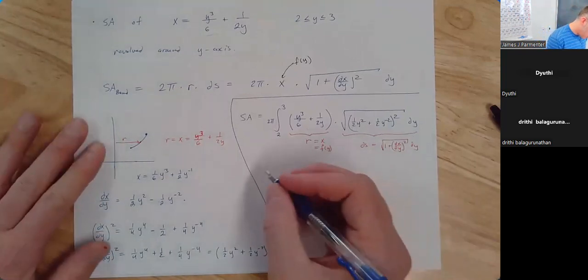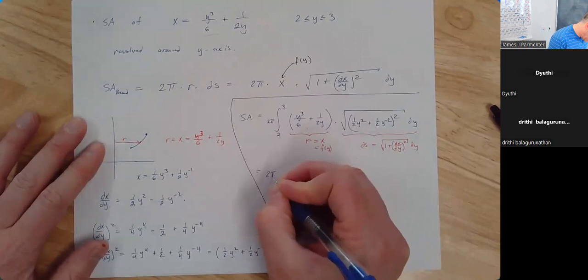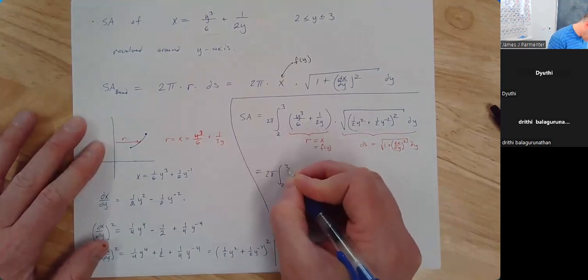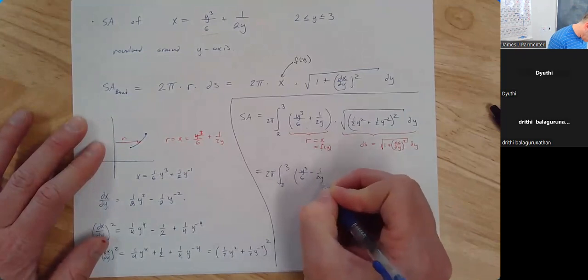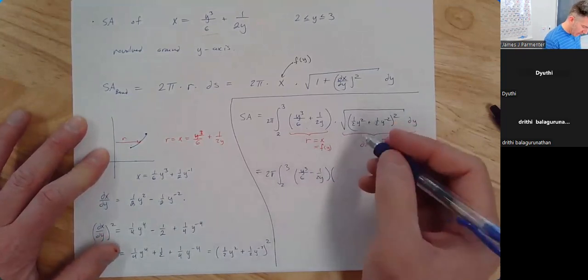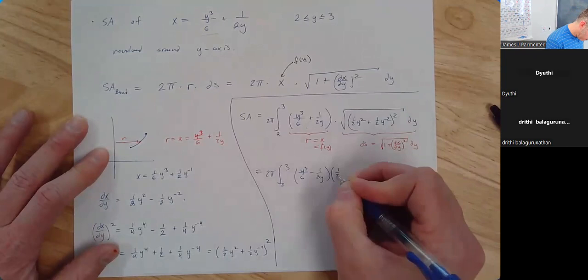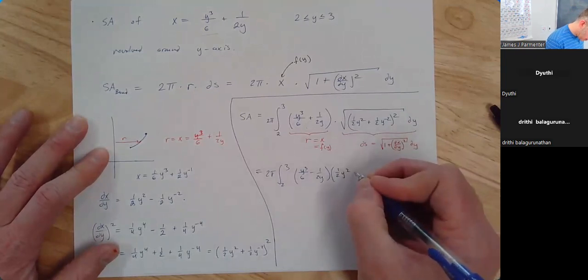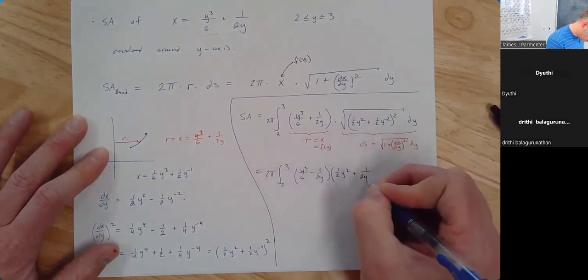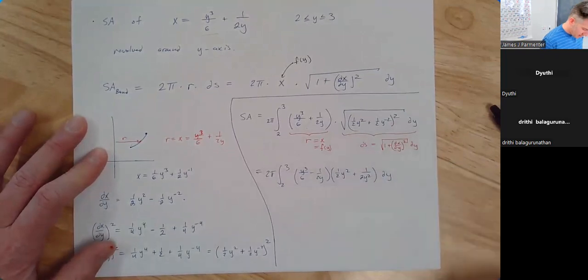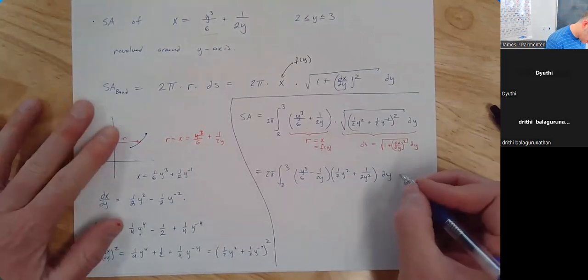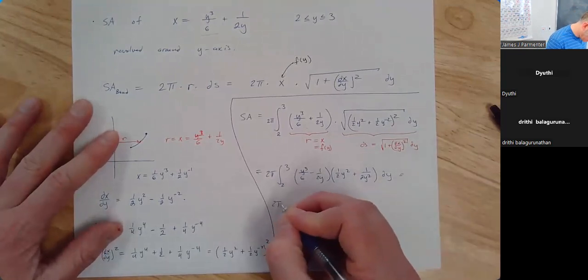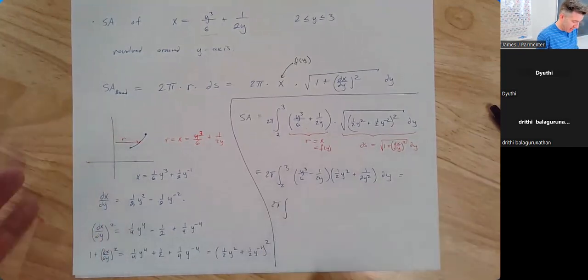So then we simplify, we get 2 pi integral from 2 to 3 of y cubed over 6 minus 1 over 2y times, I'm going to write this as 1/2 y squared plus 1 over 2y squared. And then it's just multiplying stuff out and then doing the integral. It's not pretty, but it's also not that terrible, right? It's just powers of y.